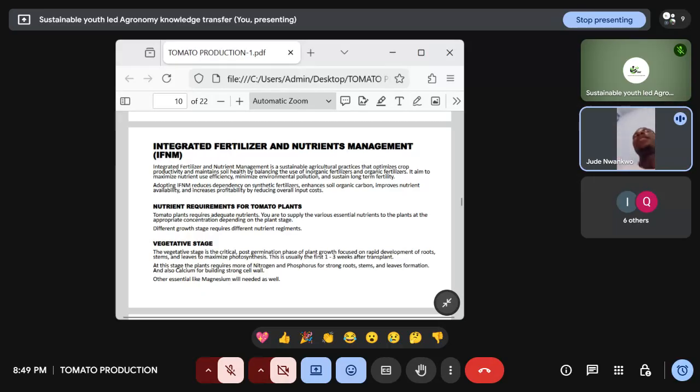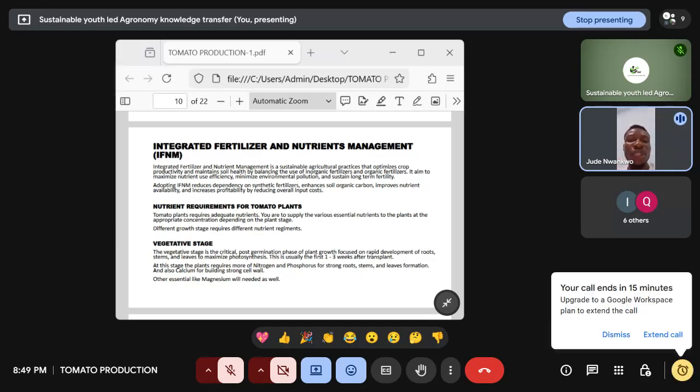Here we have integrated fertilizer and nutrient management. You may be wondering why I have to include this. It is because as a grower, you don't just try to maximize your profit, minimize the cost of input, or get the best out of your plant. You don't just have to rely on inorganic fertilizer products. You need to adopt different approaches, bringing in both organic and inorganic to get the best out of your plant.